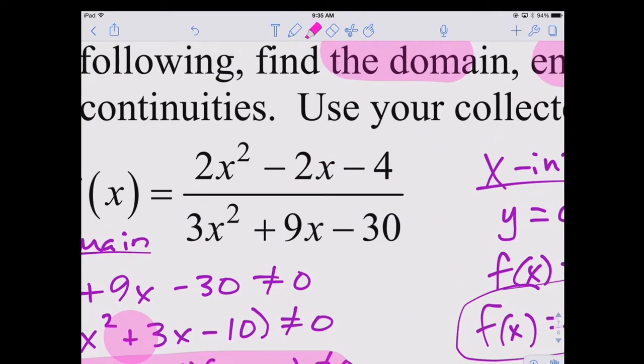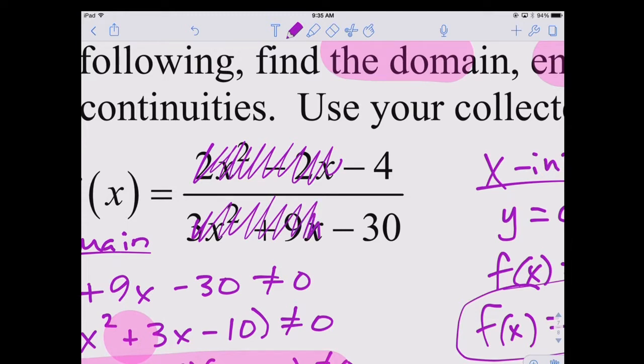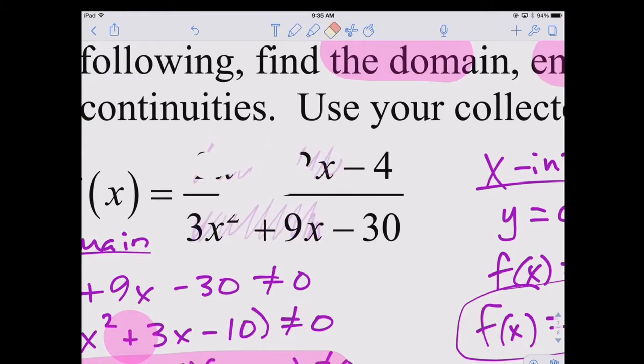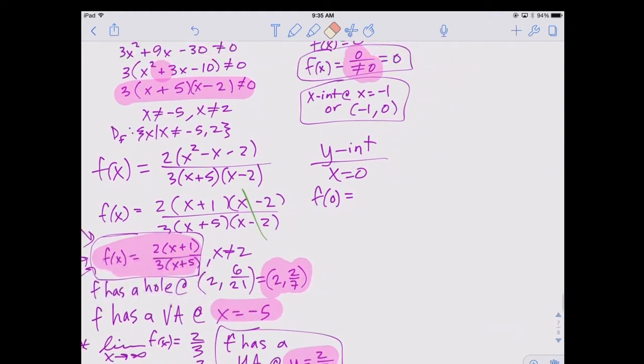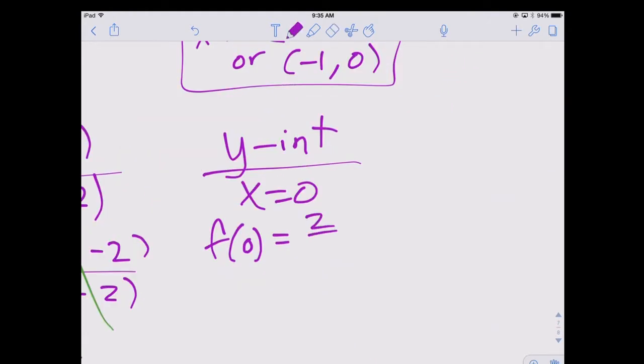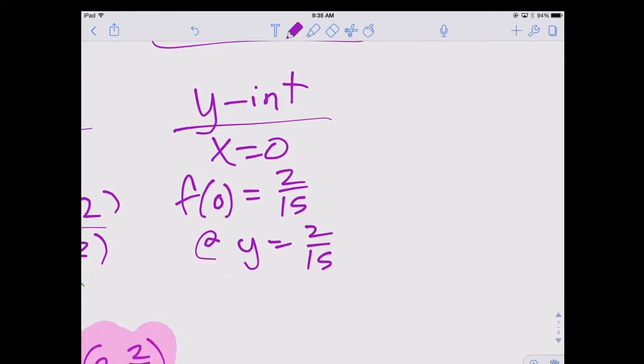The expanded version is kind of nice for the x-intercept or the y-intercept because when you plug in a 0 for x, what happens to every term that has an x in it? It goes away, and you're just left with -4, -30ths, which of course simplifies to 2/15. So it doesn't matter which one you plug into ultimately. You can just choose whichever one you want. So that's 2/15. So we have a y-intercept at 2/15. You could say it like that, or, of course, you can list it as an ordered pair, 0, 2/15.